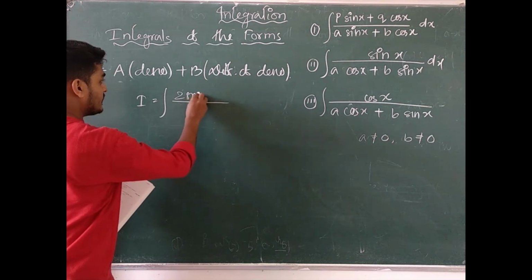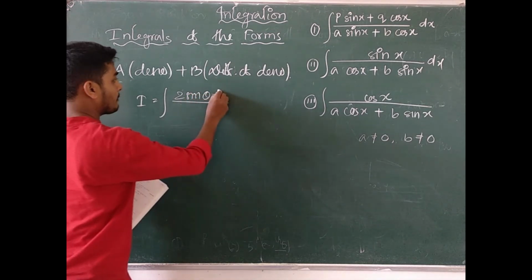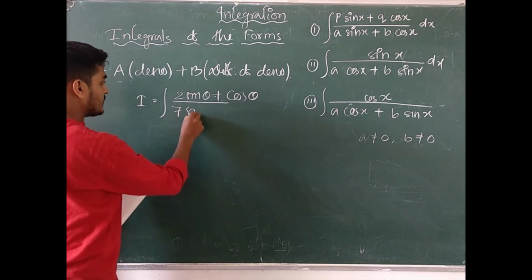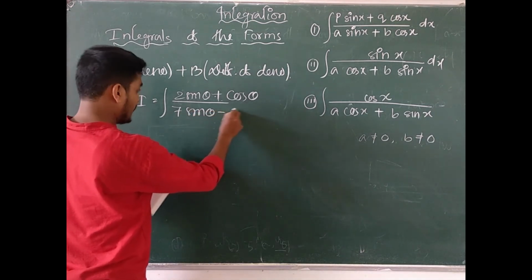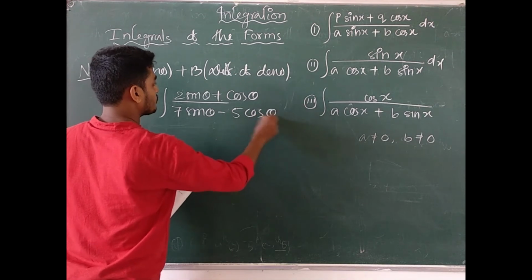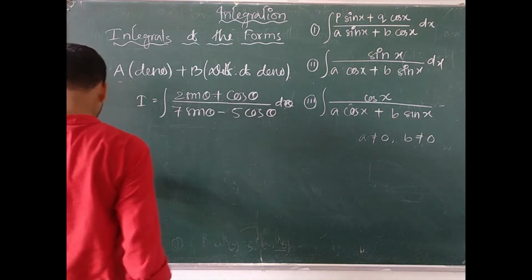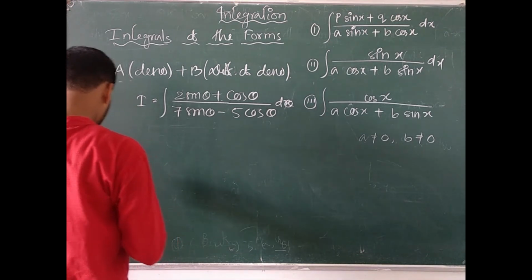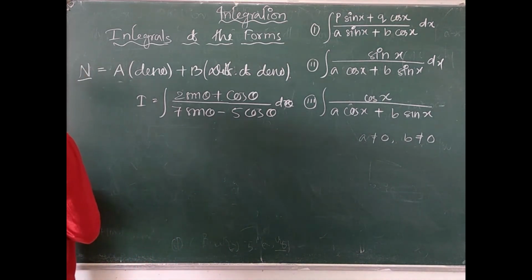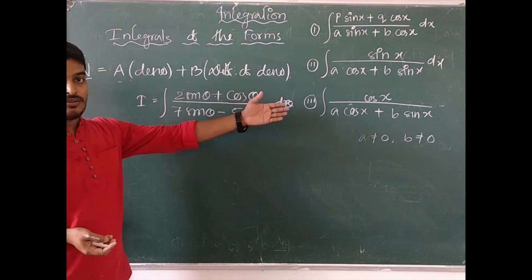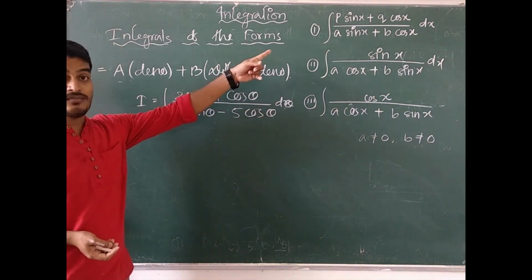suppose I is equal to the integral of 2 sin theta plus cos theta divided by 7 sin theta minus 5 cos theta d theta. Suppose you want to find out the answer of this question only. Okay, very simple procedure, just listen carefully. Out of these three types, this question lies in which one? Obviously the first one.